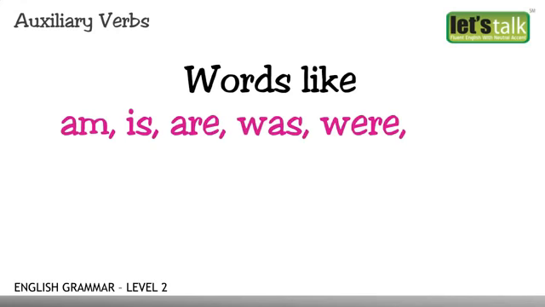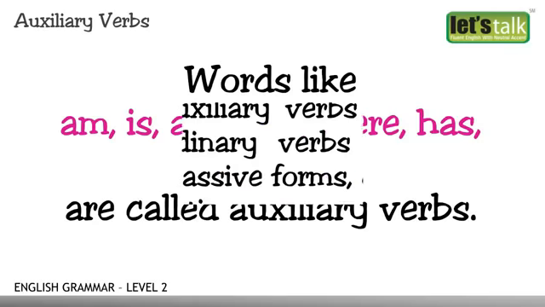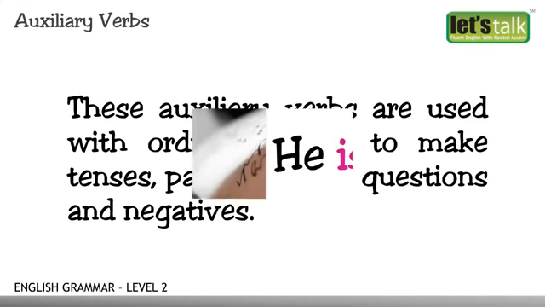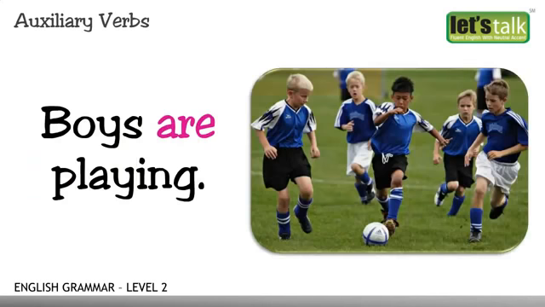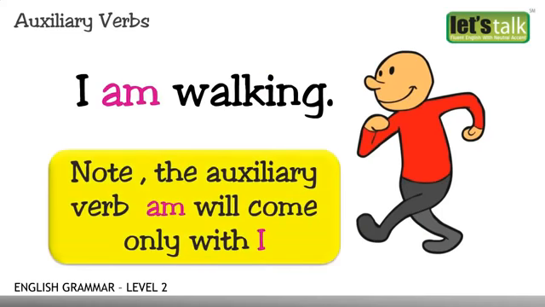Words like am, is, are, was, were, has, have, and had are called auxiliary verbs. These auxiliary verbs are used with ordinary verbs to make tenses, passive forms, questions and negatives. For example, he is writing. Boys are playing. I am walking. Note, the auxiliary verb am will come only with I.